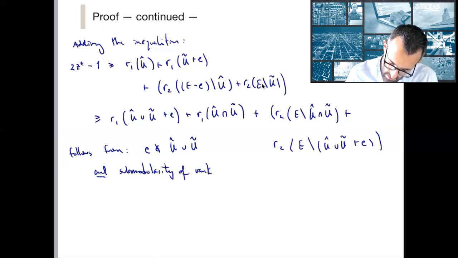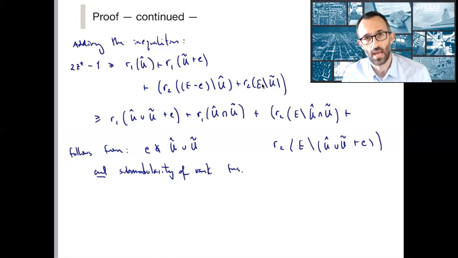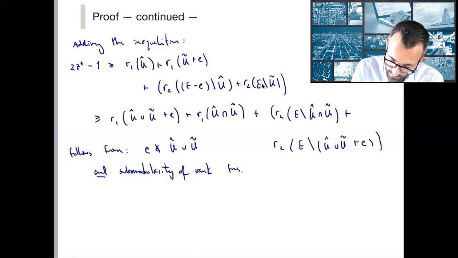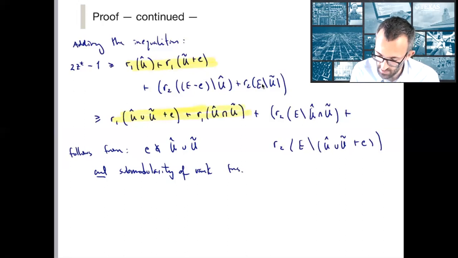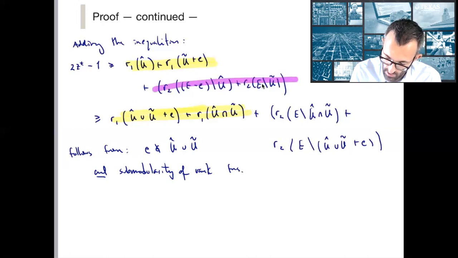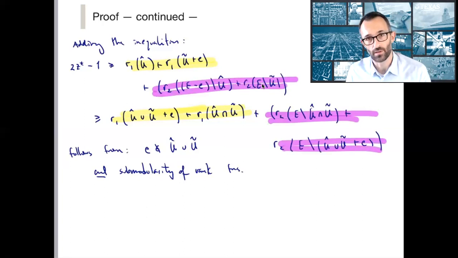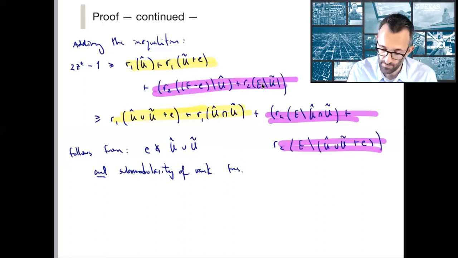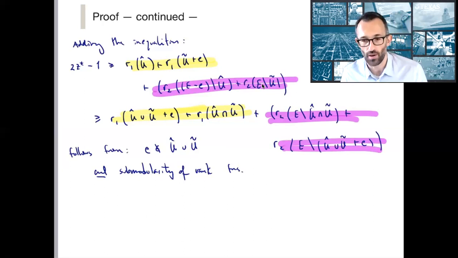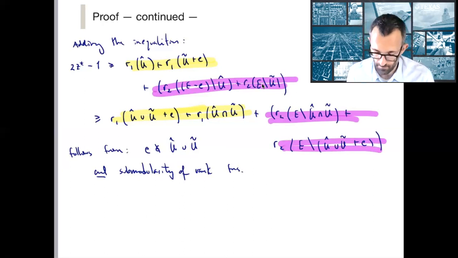of the rank functions. So I'll leave this as an exercise for you to just remember what is the basic inequality of submodularity and see that individually both of these inequalities, that these two terms by submodularity are greater than or equal to the sum of these two terms. And similarly, this is the case for these terms, they are lower bounded by these terms, again by submodularity on R1 and on R2 respectively.